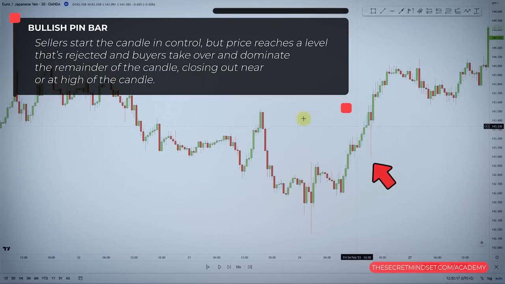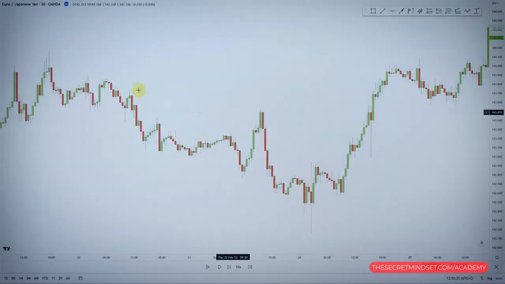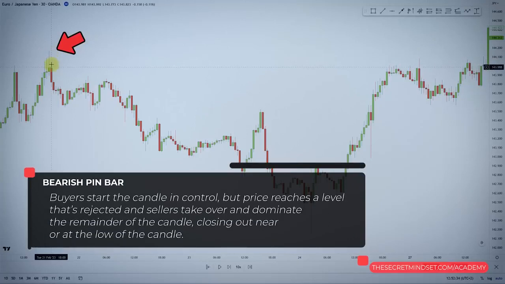Bullish pin bars form when sellers start the candle in control, but price reaches a level that's rejected and buyers take over and dominate the remainder of the candle, closing out near or at the high of the candle. Bearish pin bars form when buyers start the candle in control, but price reaches a level that's rejected and sellers take over and dominate the remainder of the candle, closing out near or at the lows.